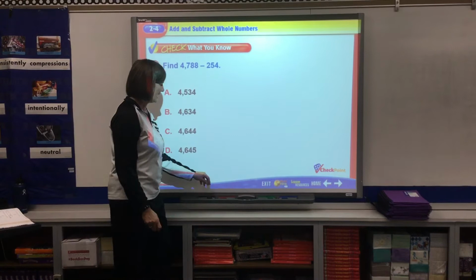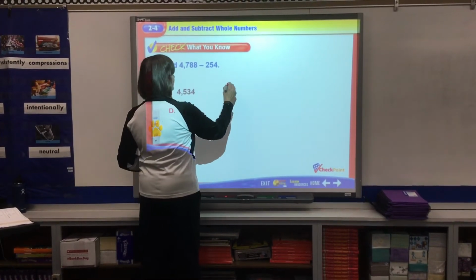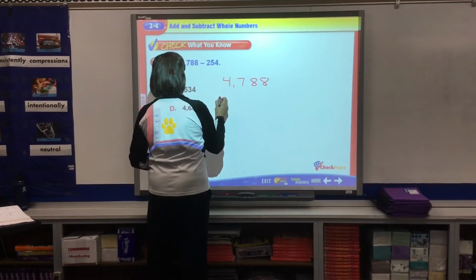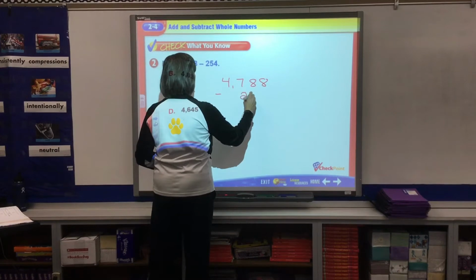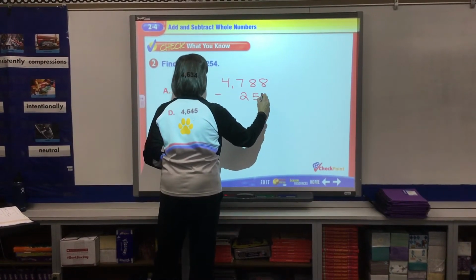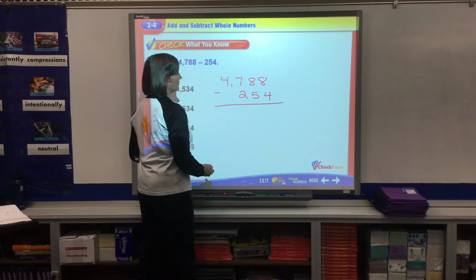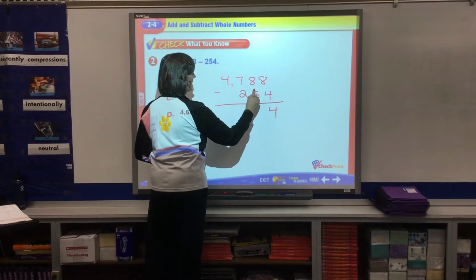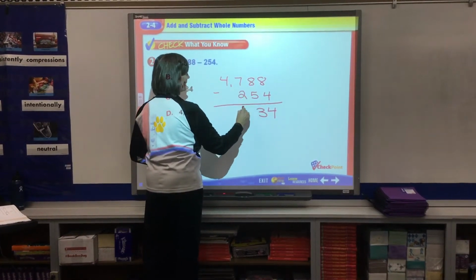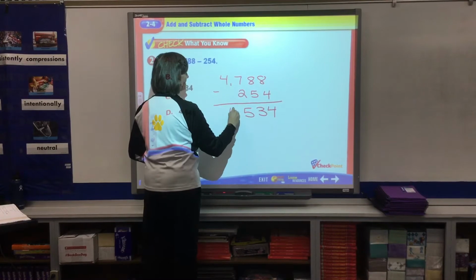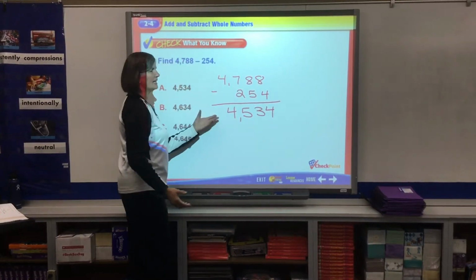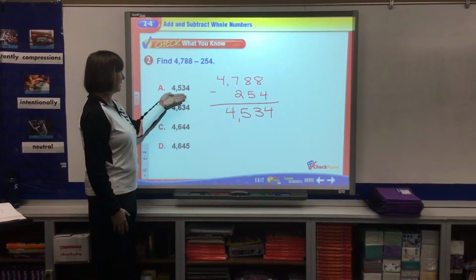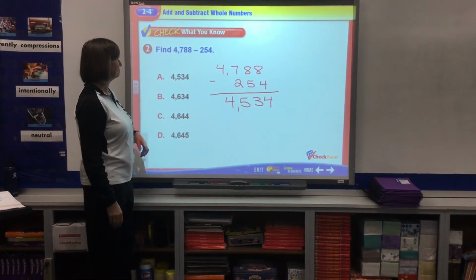Now we get to practice. Again, it's going side to side, so our first step needs to be rewriting it going up and down. 4,788, we're subtracting 254, making sure we line it up correctly. We're going to start over in the ones column. 8 minus 4 is equal to 4. 8 minus 5 is equal to 3. 7 minus 2 is equal to 5. And 4 minus nothing is equal to 4. So we get a final answer, a difference of 4,534. And we look here, and that looks like letter A.